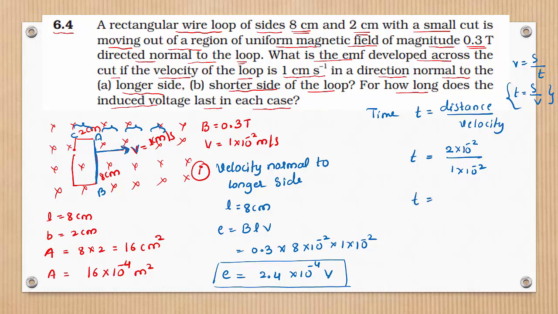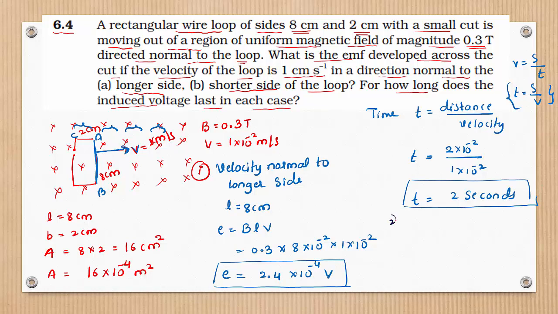2 into 10 raised to minus 2 divided by 1 into 10 raised to minus 2, we will get the answer 2 seconds. Right? So this is the time interval. This is for the first case. Similarly, we can find it for the second case.